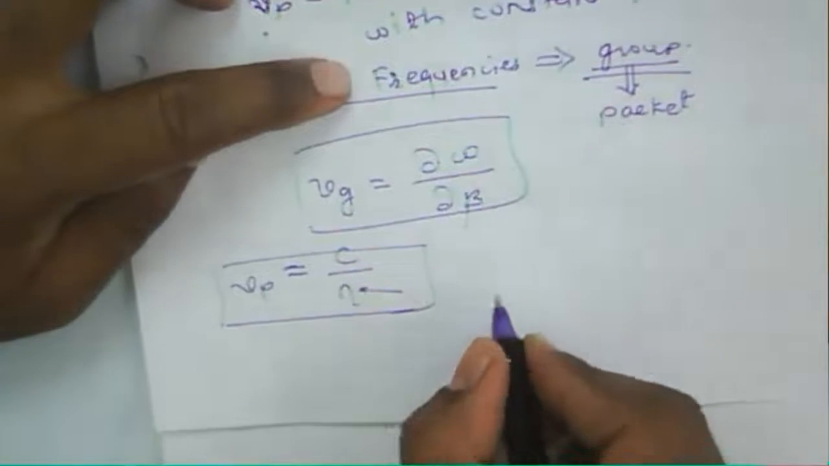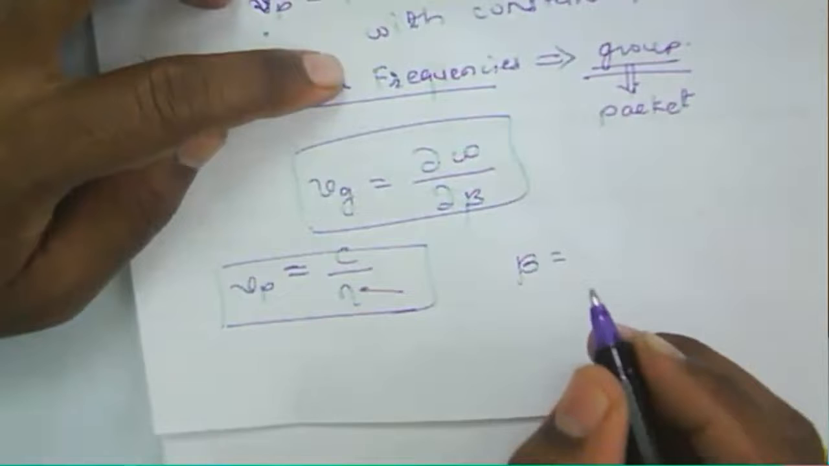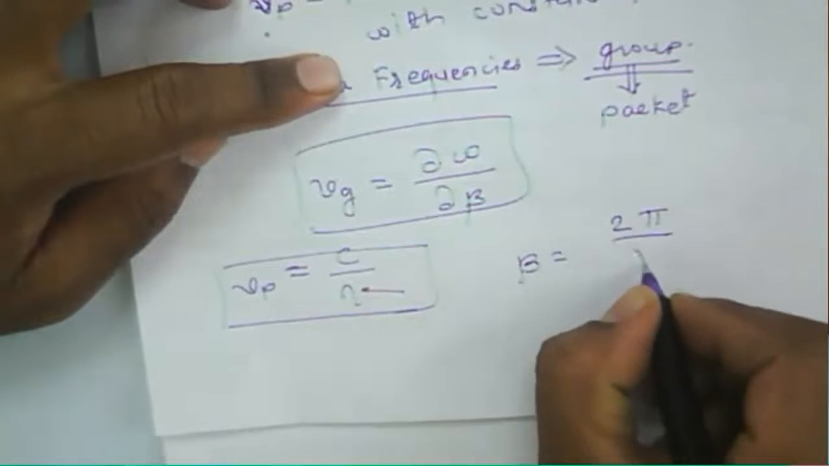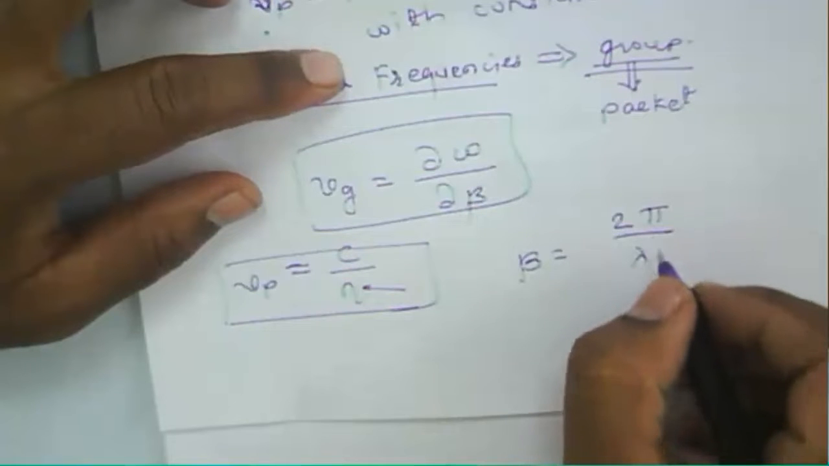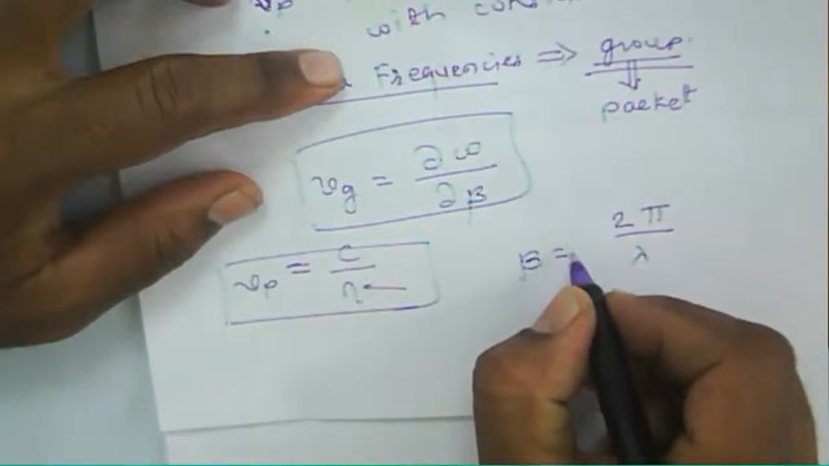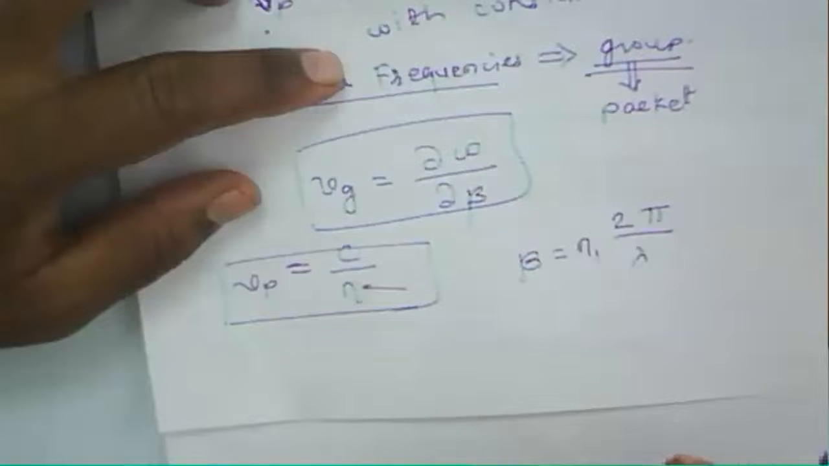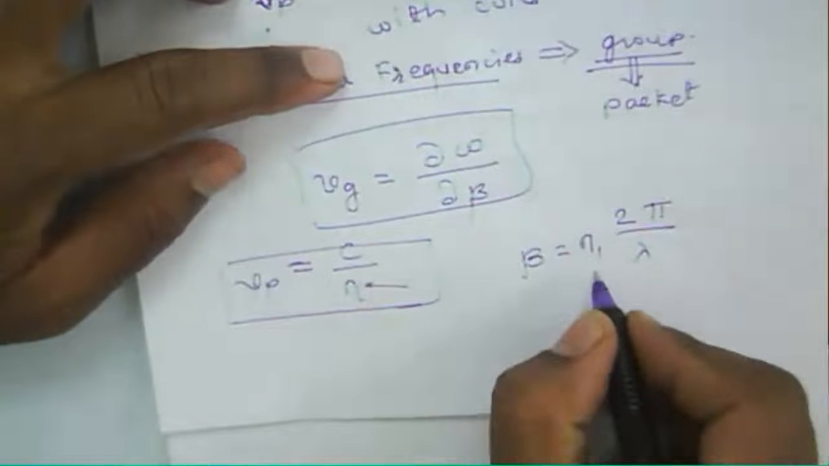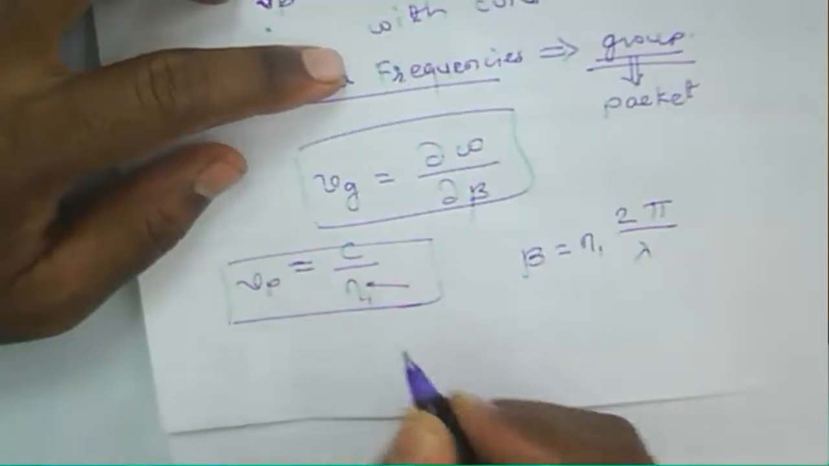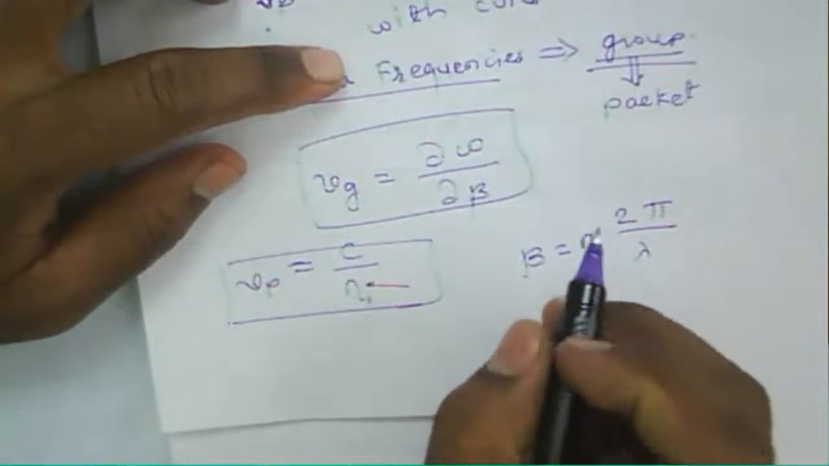And again, we should know what the phase constant is. Generally we say that the phase constant is 2π by lambda. But it can also be obtained with respect to the refractive index of the material. So for a core, we consider n1 here. Suppose the core has refractive index n1. So we can relate that.